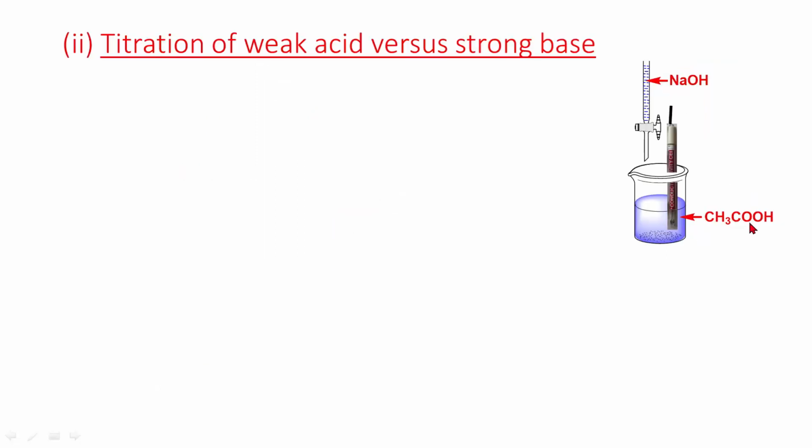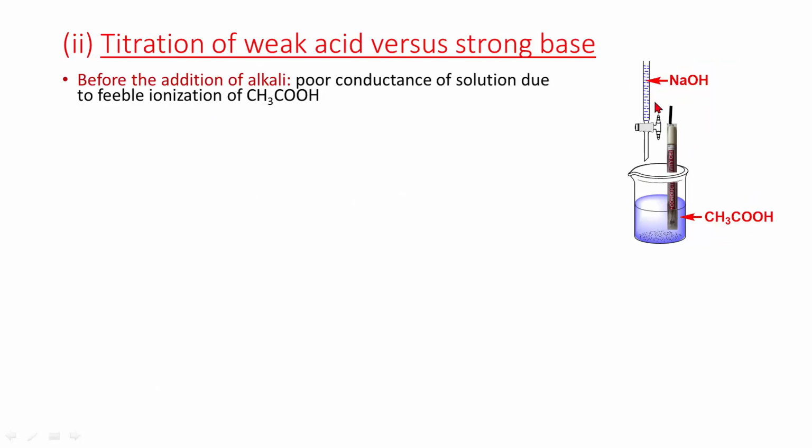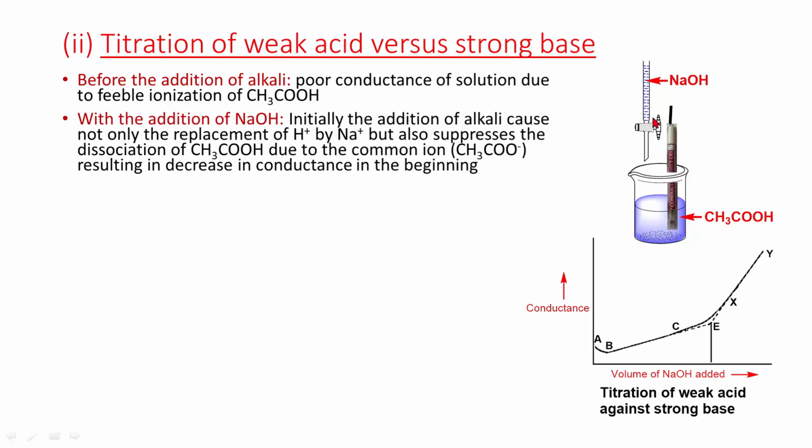Titration of weak acid versus strong base. Before the addition of alkali, acetic acid is feebly ionized and it has a poor conductance. With the addition of sodium hydroxide, there is replacement of H+ ions by sodium ions. Acetate ions are formed that suppress the dissociation of acetic acid.